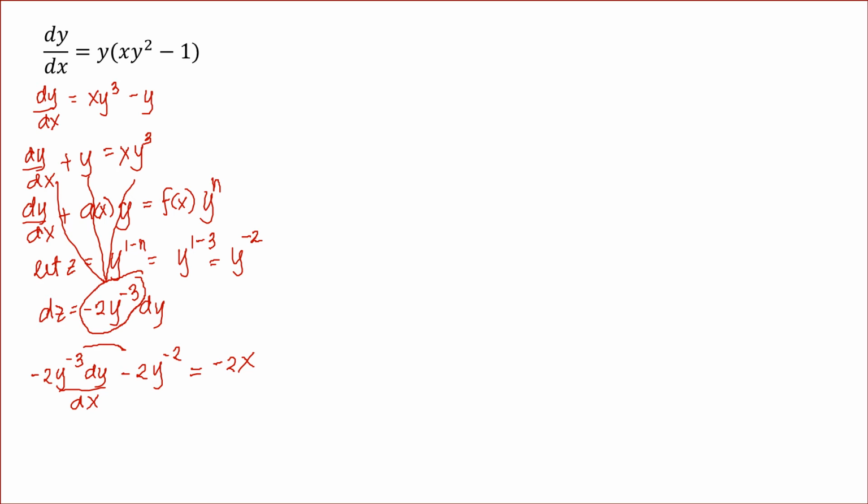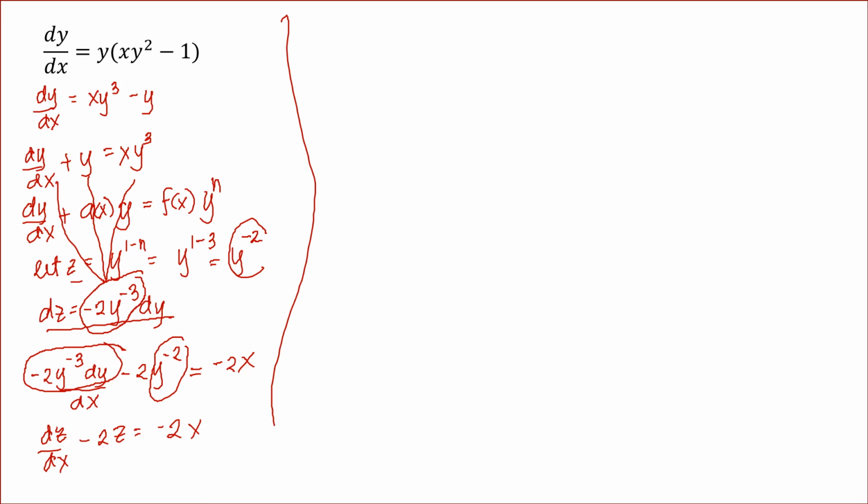We take notice that this one is just equal to dz, and also y^(-2) is just equal to z. Thus, your equation becomes dz/dx - 2z = -2x.